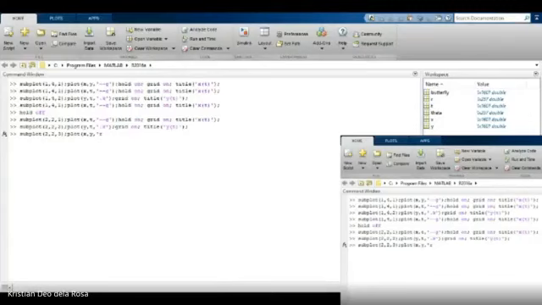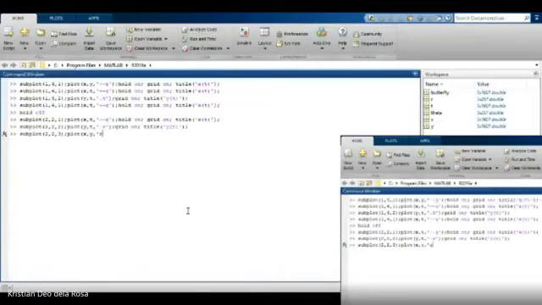Red. Okay, I think this is good. So red. And then grid on. Grid on. Axis square. And at the same time, my title, which is x is a function of y.